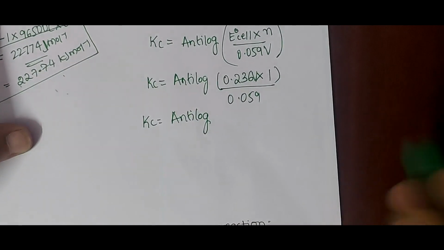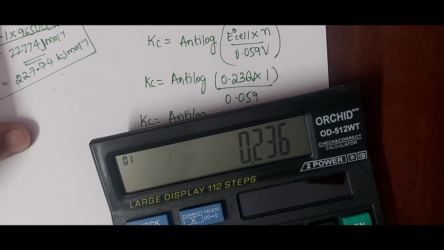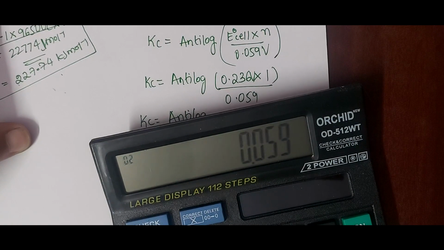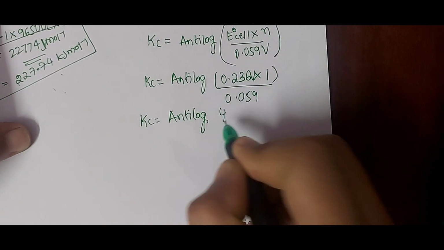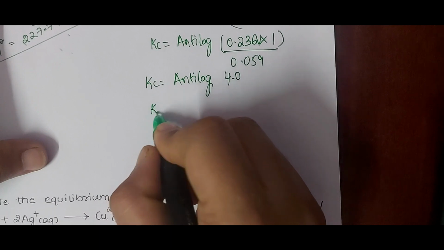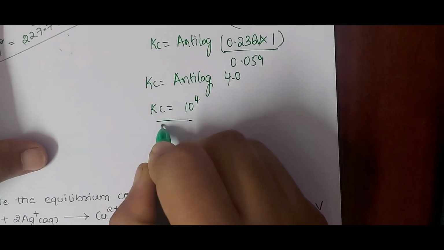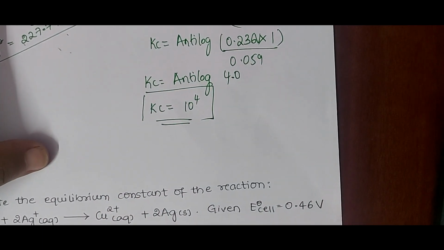Antilog of 0.236 into 1 is 0.236 divided by 0.059, which is equal to 4. So here you get the value as antilog of 4. So antilog of 4 is nothing but 4.0. So Kc becomes equal to whatever is before the decimal point, to the power 4. So Kc value is equal to 10 to the power 4, and hence the correct answer is 10 to the power 4.